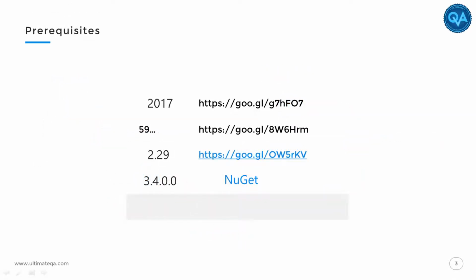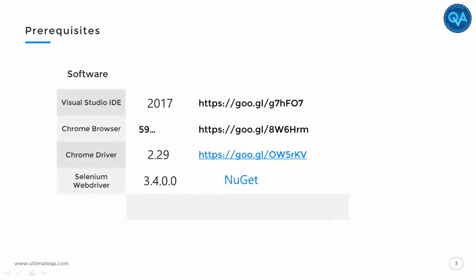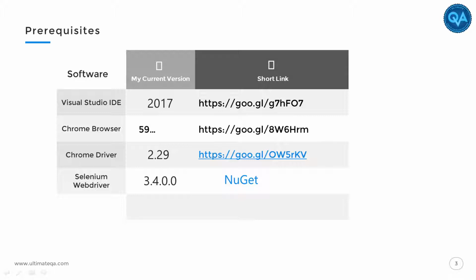So there are some prerequisites to this course. There are several different softwares that you need in order to work with this course. The softwares you can see are on the left-hand side, and then the versions that I have, and a short link that I specifically created for you to be able to access the resources is there on the right-hand side of the table.